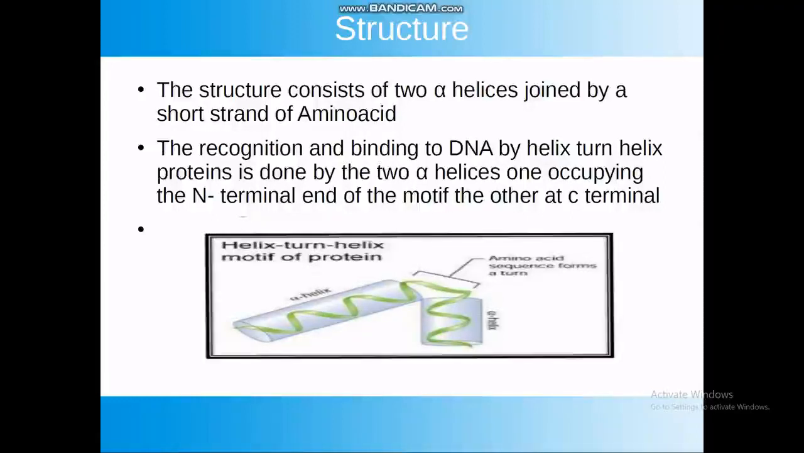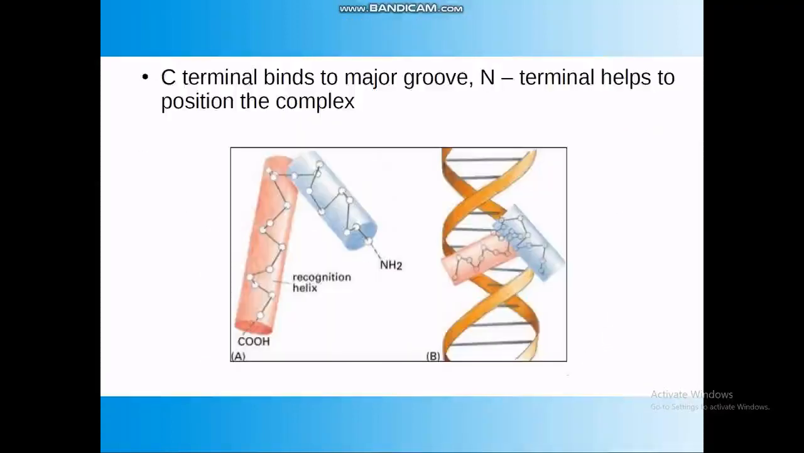The recognition and binding to DNA by this motif is done by two alpha helices, one occupying the N terminal end of the motif and the other the C terminal end. As this picture represents, the C terminal binds to the major groove and the N terminal helps to position the complex.